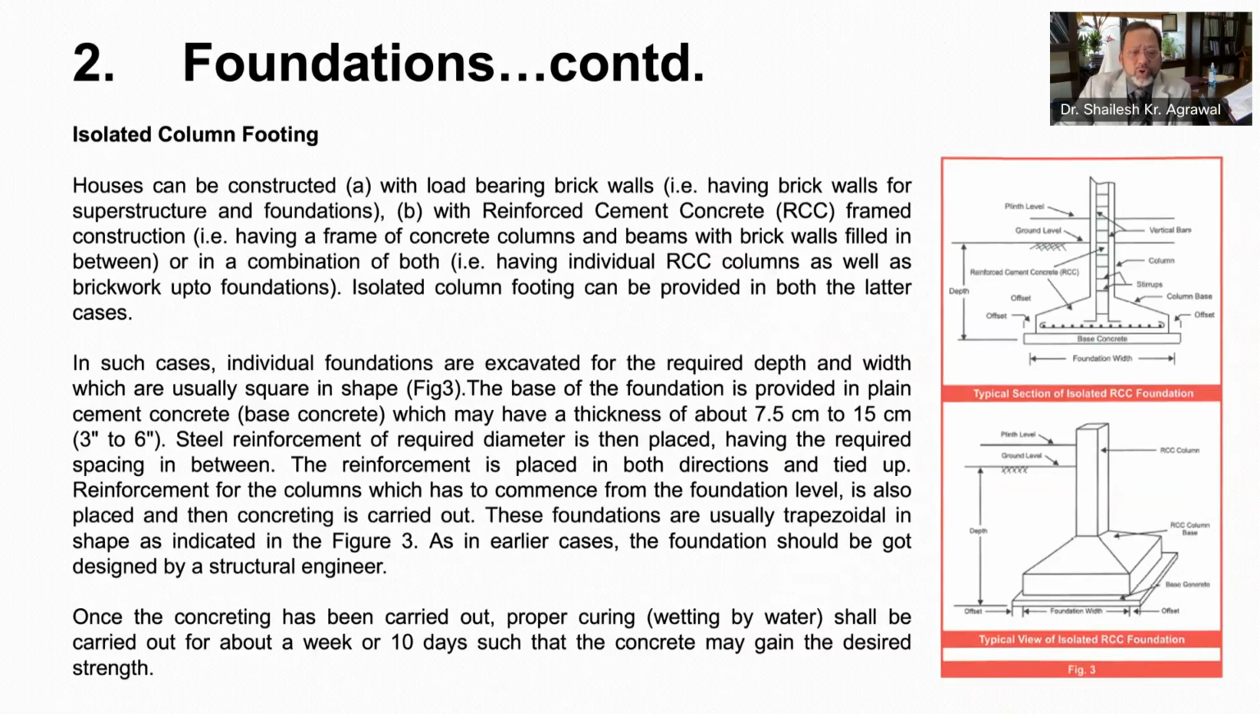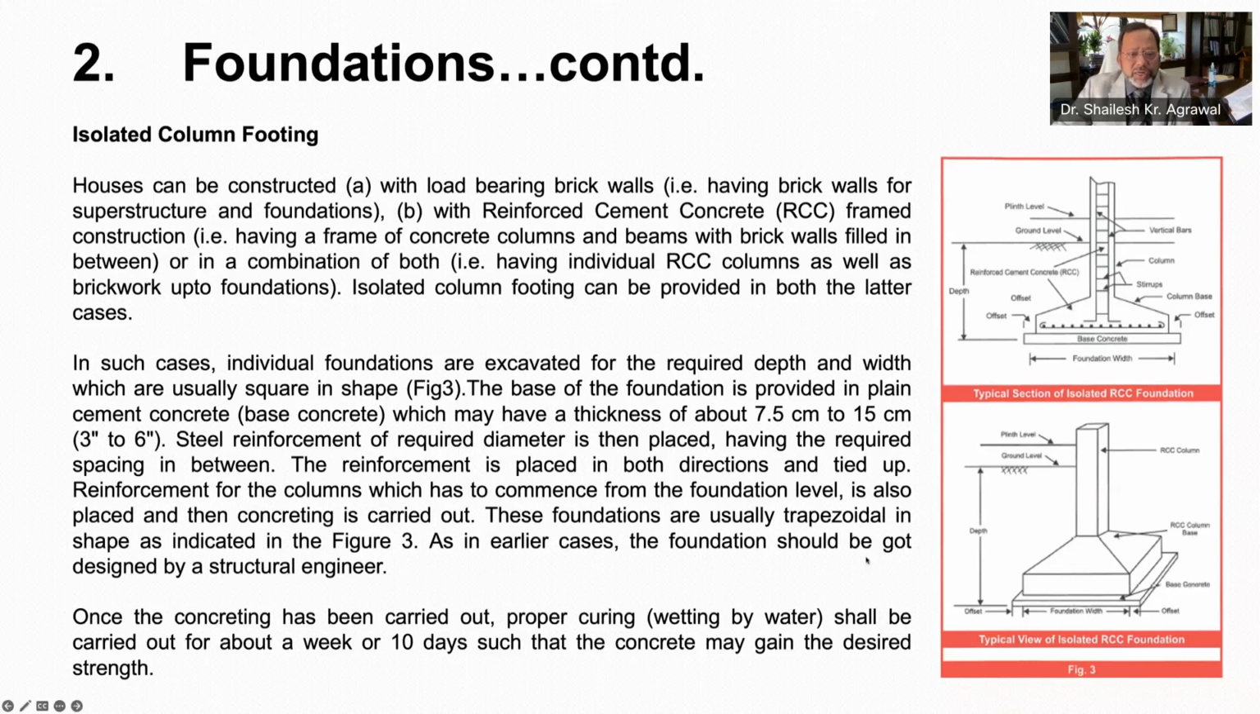Isolated footings are most commonly used concrete footing used for house construction and are shown here on the right hand side. Before explaining it to you, let me just tell you that house can be constructed either with load bearing brick walls, that means brick walls for superstructure, and foundation, with reinforced concrete construction, that means giving a frame of concrete columns and beams with brick walls filled in between. There can be combination of both as well. Normally, isolated column footings are provided for RCC frame construction or combination.